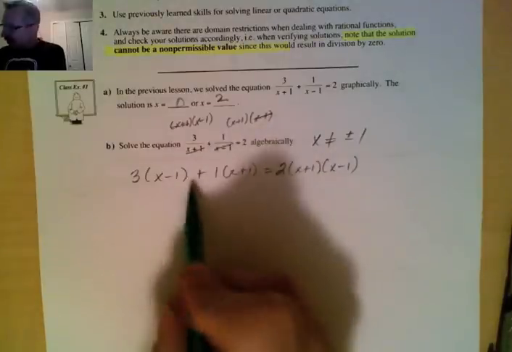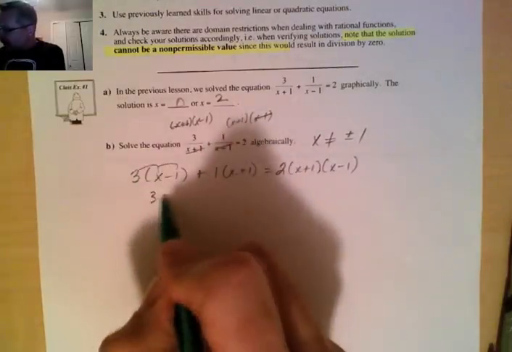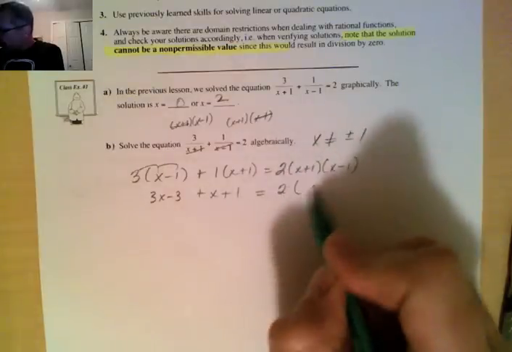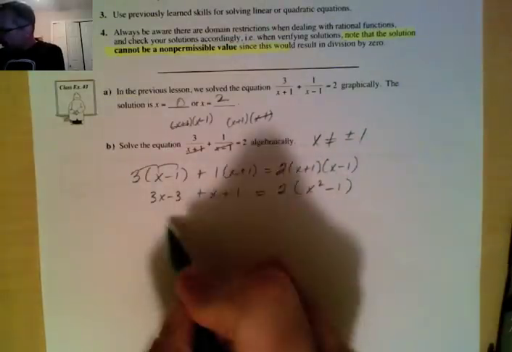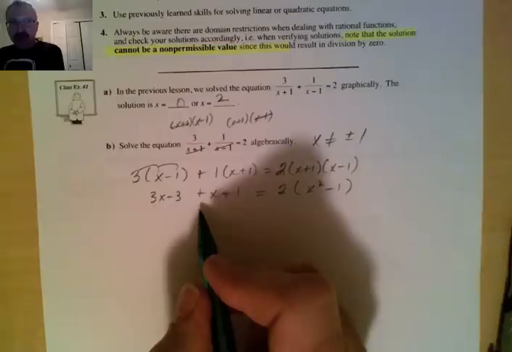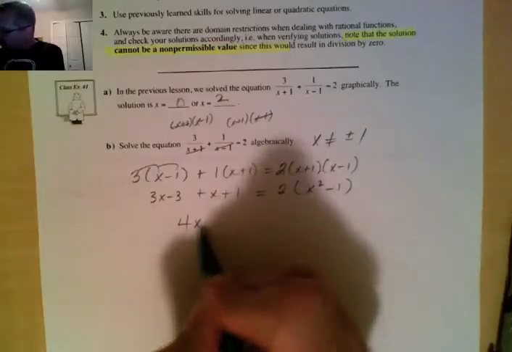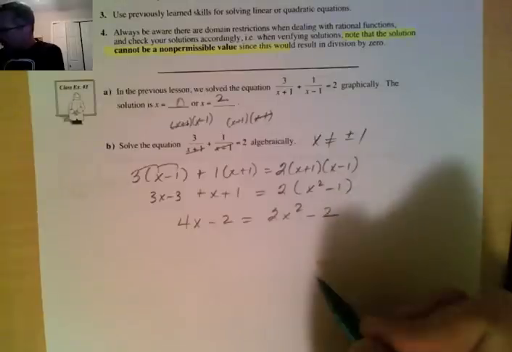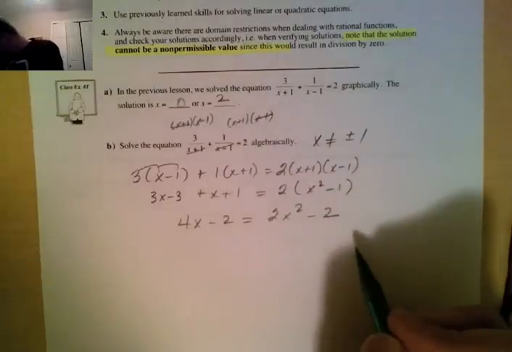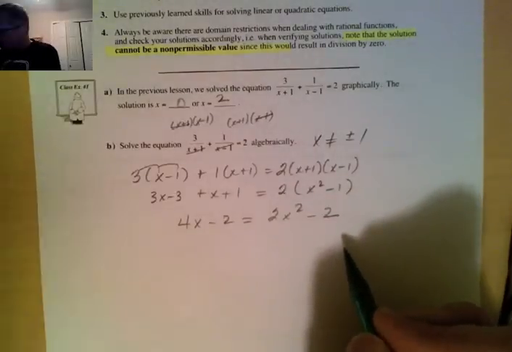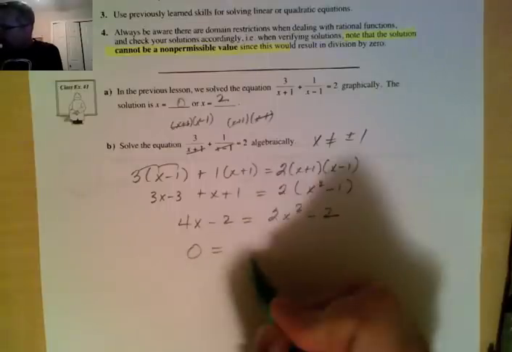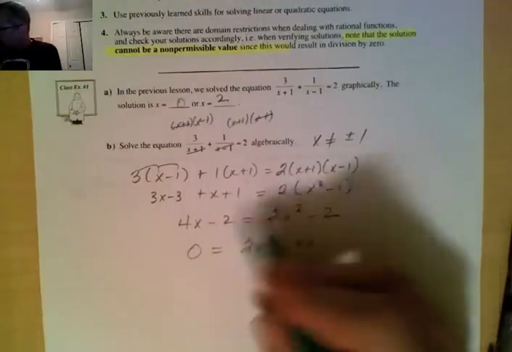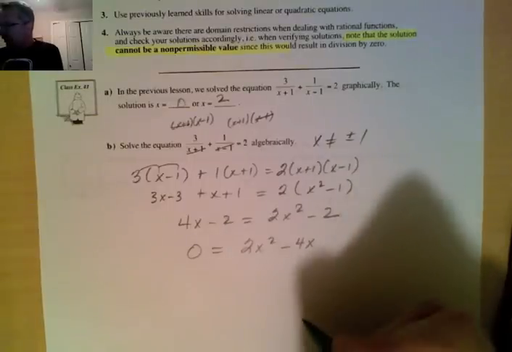So if we start expanding things, we get 3x minus 3 plus x plus 1 equals 2 times x squared minus 1. If I combine like terms on the left side, I get 4x minus 2 equals 2x squared minus 2. If I move everything over to the right-hand side, we're going to end up with 0 on the left side, and we're going to end up with 2x squared minus 4x. And if you add 2 to negative 2, you're going to get 0.